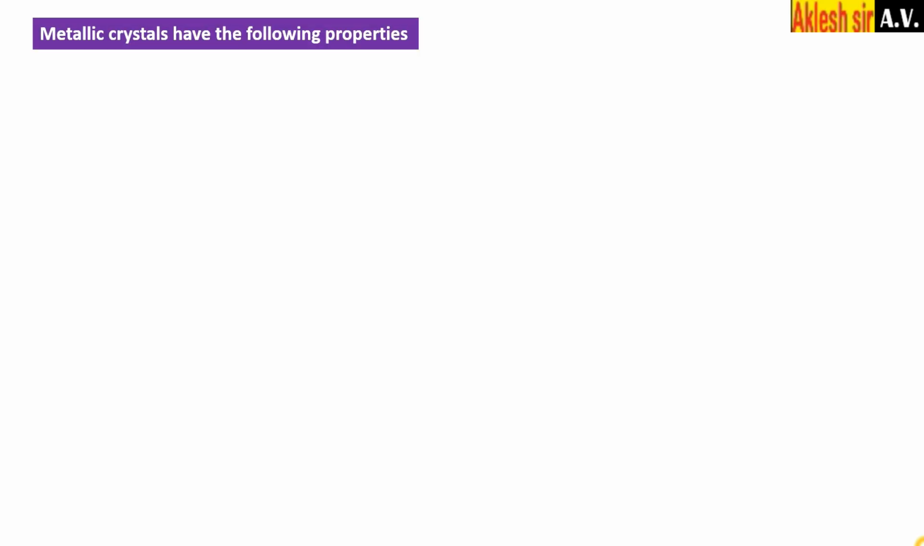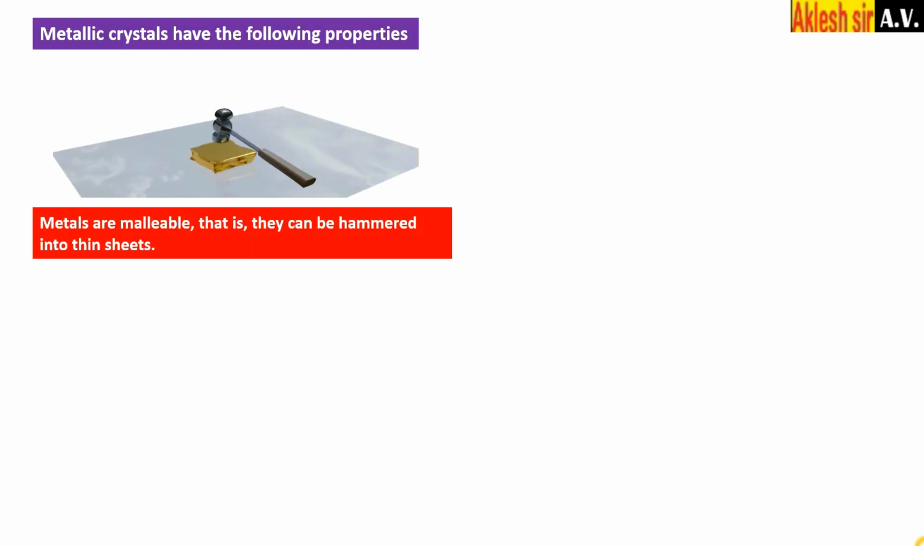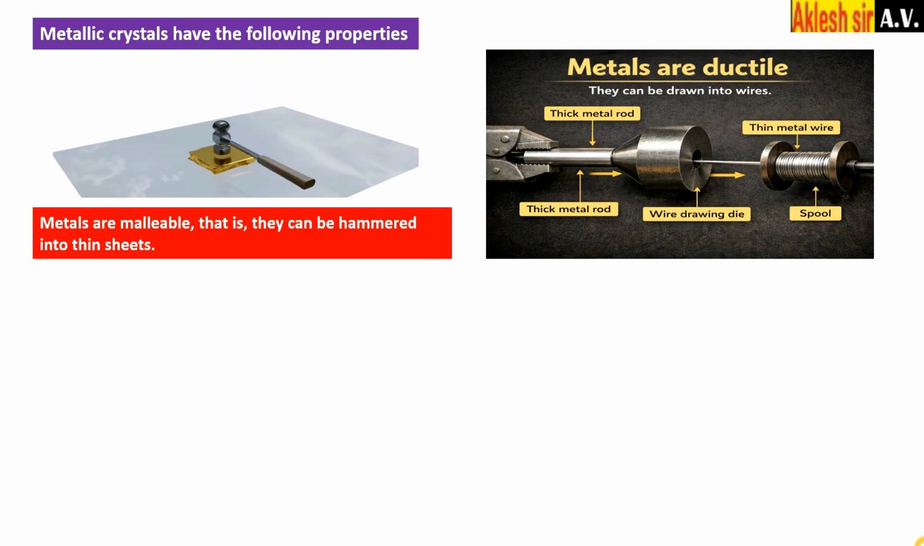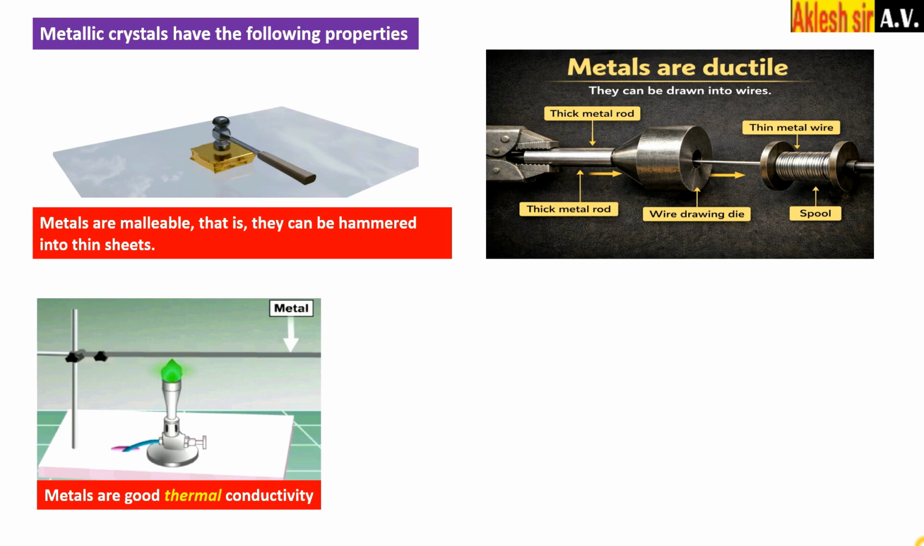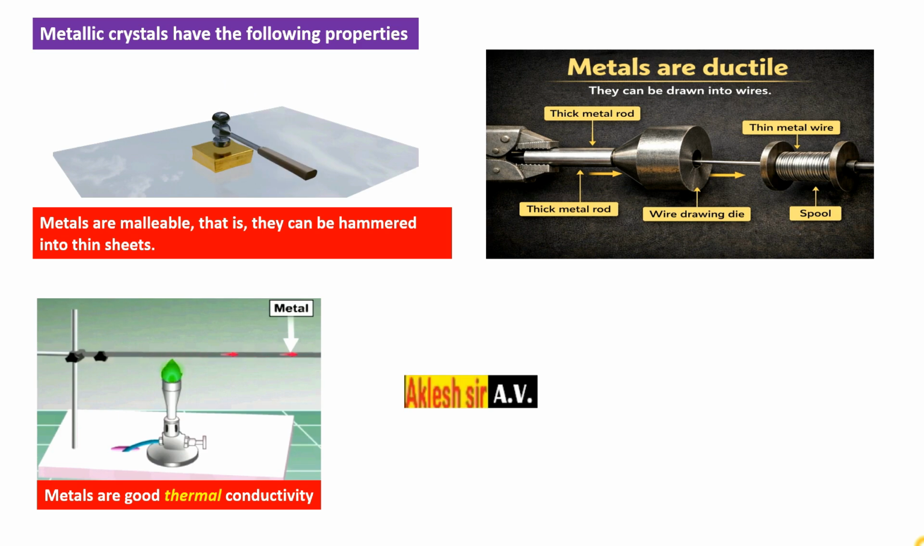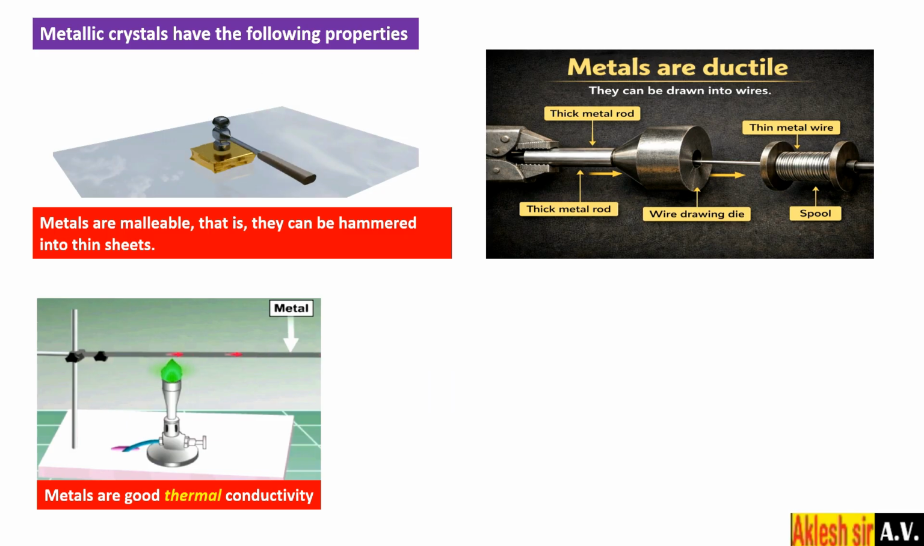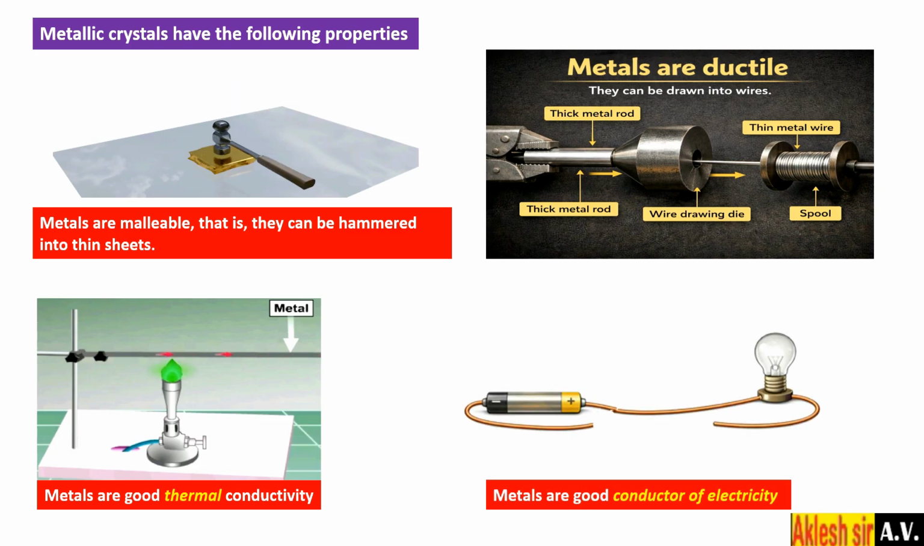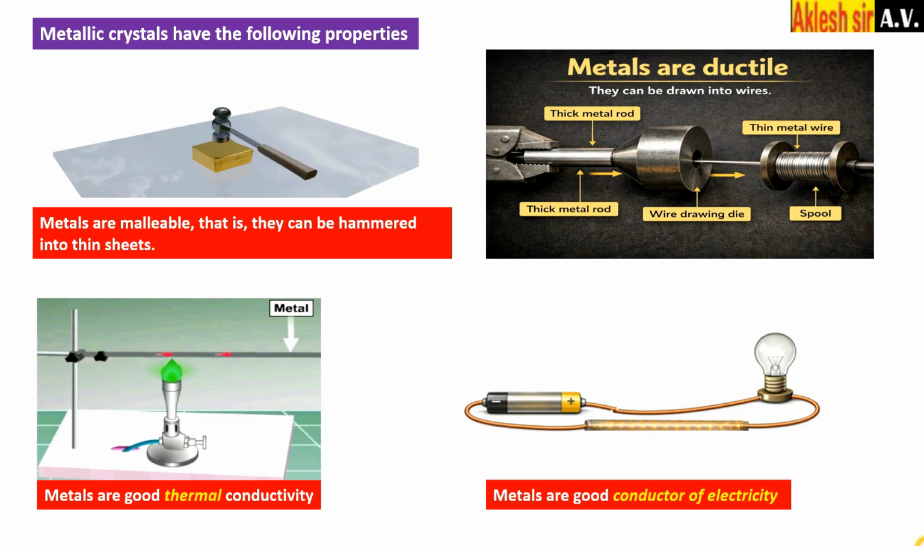Metallic crystals have the following properties. Metals are malleable, that is, they can be hammered into thin sheets. Metals are ductile, that is, they can be drawn into thin wire. Metals have good thermal conductivity: when a metal is heated at one point, heat is transferred to other points. Metals are good conductors of electricity: when a metal rod is added to an open circuit, the bulb glows, indicating that metals are good conductors of electricity.